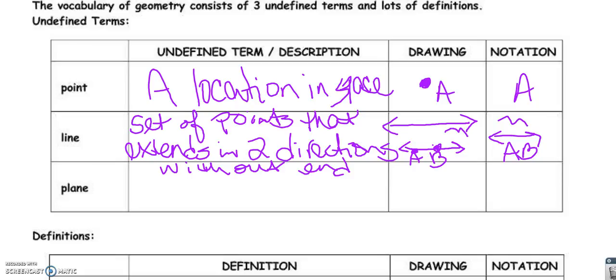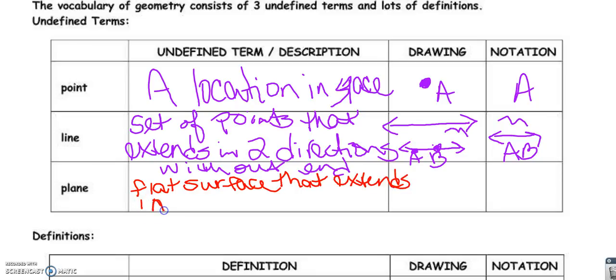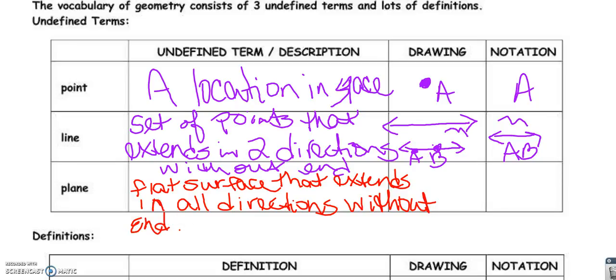A plane, okay, a plane's a little different. It's kind of harder to wrap your mind around. It is a flat surface. Important, flat surface that extends in all directions without end. Okay, it's important that you understand that it has no thickness.